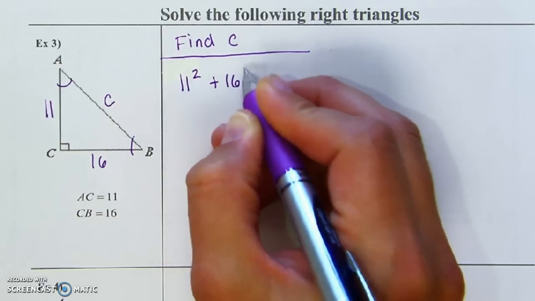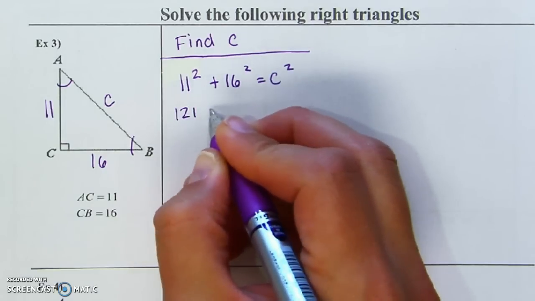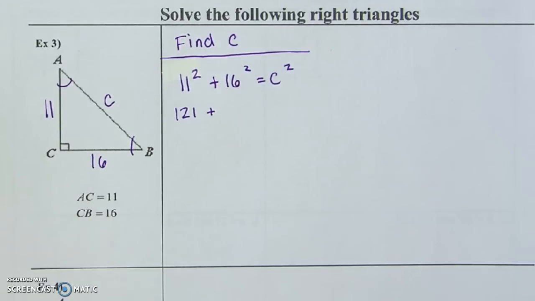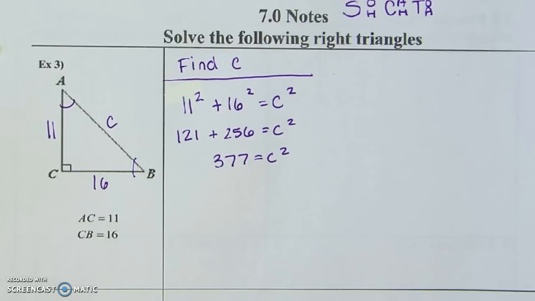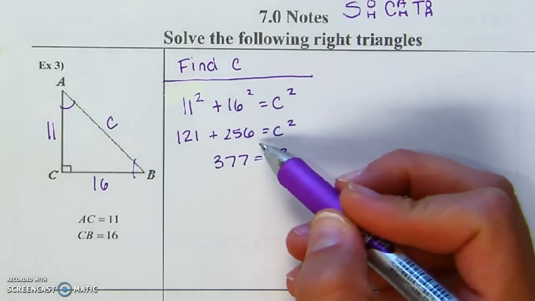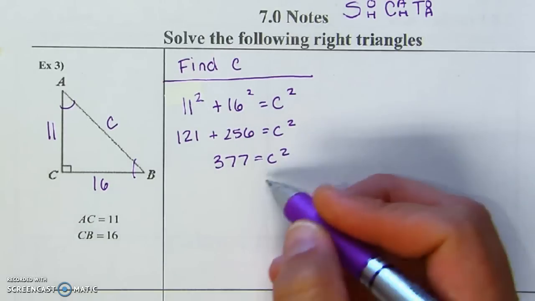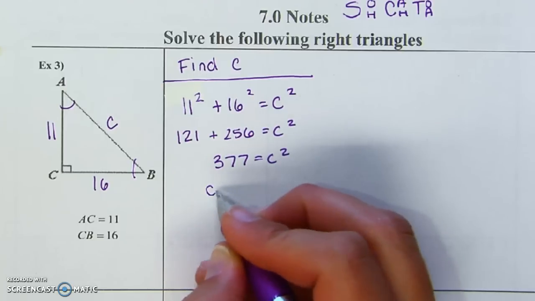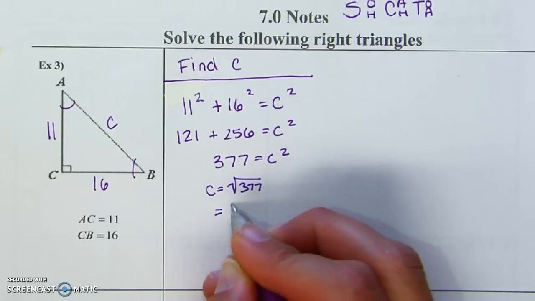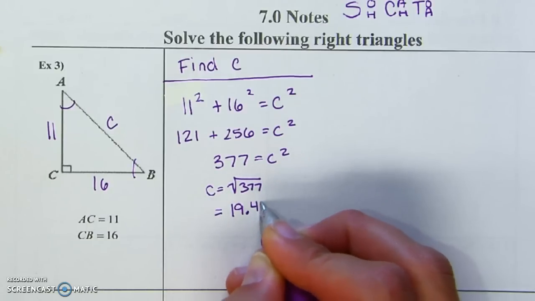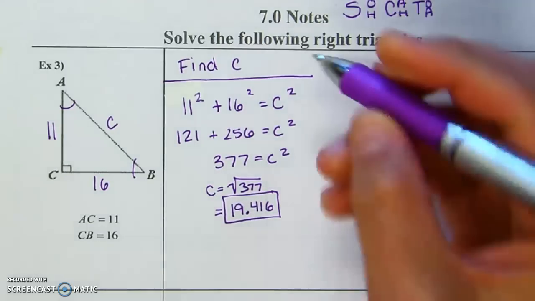11 squared plus 16 squared will equal c squared. Okay, what's 11 squared? 121. What's 16 squared? If you don't know, grab a calculator and knock it out. Okay, 16 squared is 256, and when we add 121 plus 256, we get 377. So to isolate our variable c, c will equal the square root of 377. And if you're using a calculator, we would plug that in and round to 3 places after the decimal point. So that's our side c.